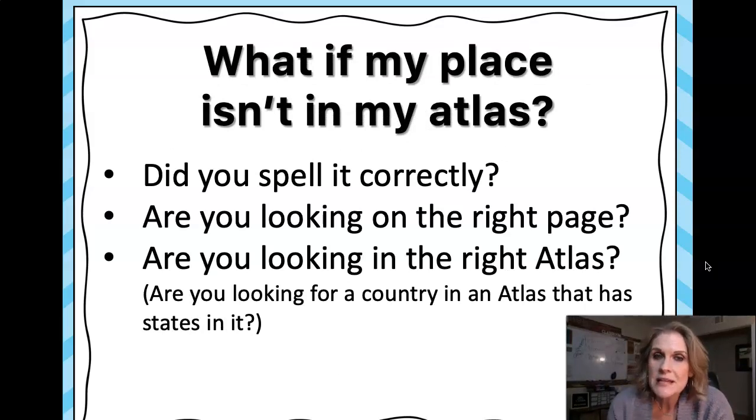What if my place isn't in my atlas? Once again, check that you spelled it correctly. Are you looking on the right page? And are you looking in the right atlas? Are you looking for a country in an atlas that has states in it? For example, if you want to look at maps of Paris, France, then you're not going to be looking in the Atlas of California. So you need to make sure that you're looking in the right atlas for what it is you're looking for.